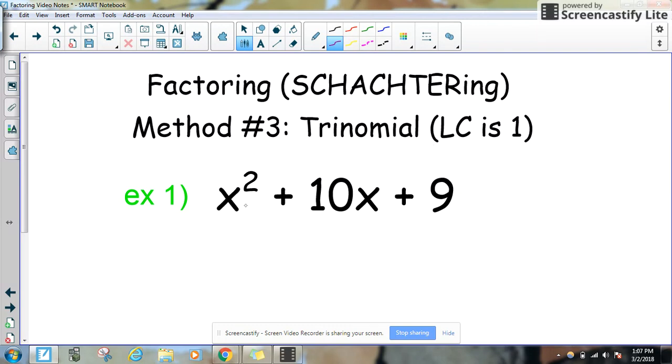We're going to do a couple of examples of trinomial factoring. So we're going to assume right here it's a trinomial. It's got 1, 2, 3 terms. And we know that trinomials will always factor to the product of two binomials.